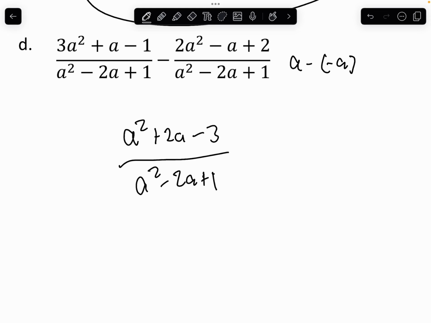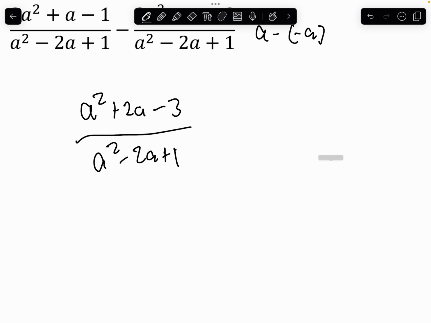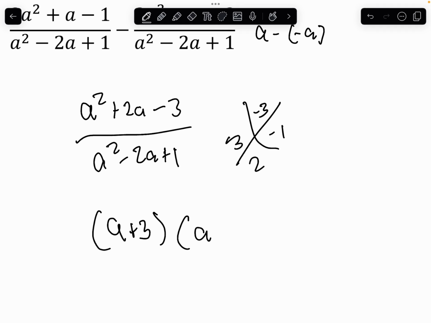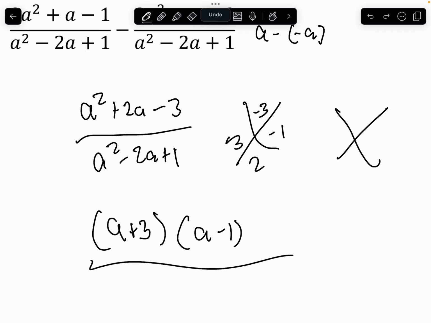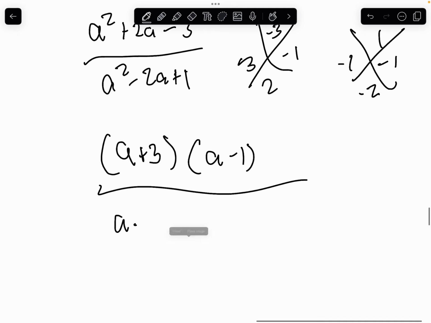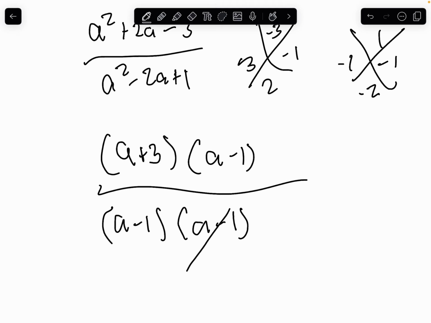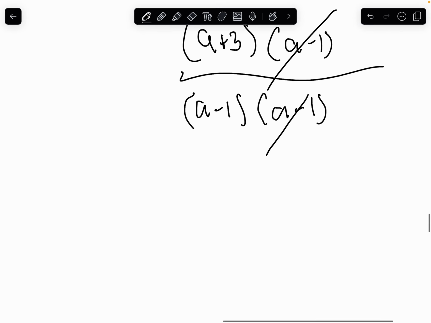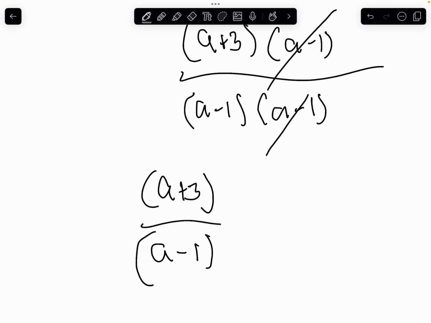So now we have a squared minus 2a plus 1. So this is our answer, but it's not simplified because we can factor the top and bottom. We got -3 and 2. I'm factoring the top first. So this is going to be a plus 3 over a minus 1 over, I'll factor the bottom now, and that's going to be a minus 1 times a minus 1. And now we can cancel out like the other problem. So a minus 1 cancels with a minus 1. And we're just left with a plus 3 over a minus 1. And that's our answer.